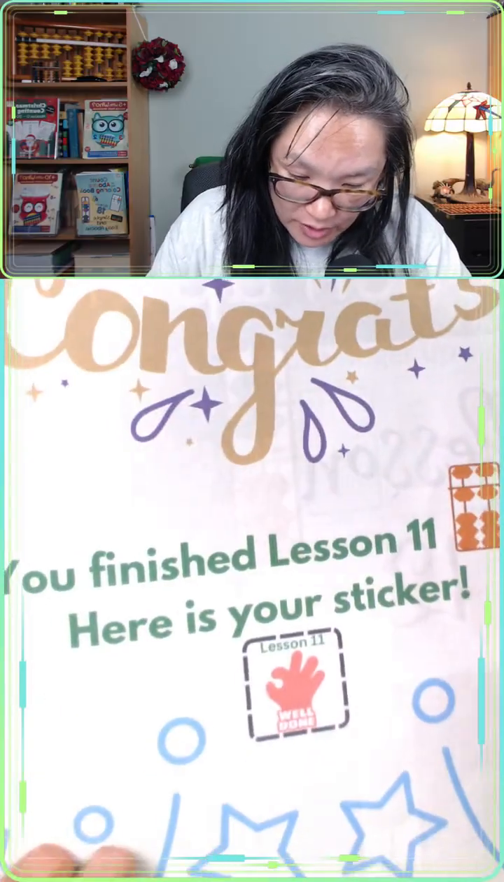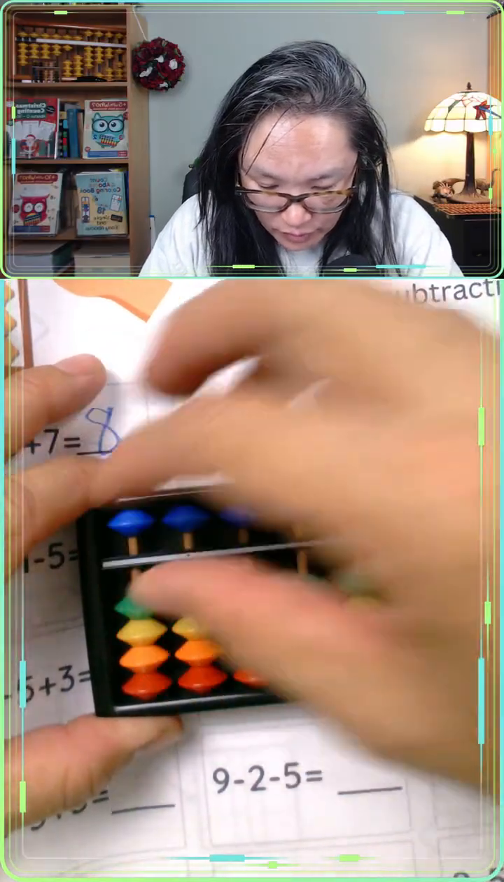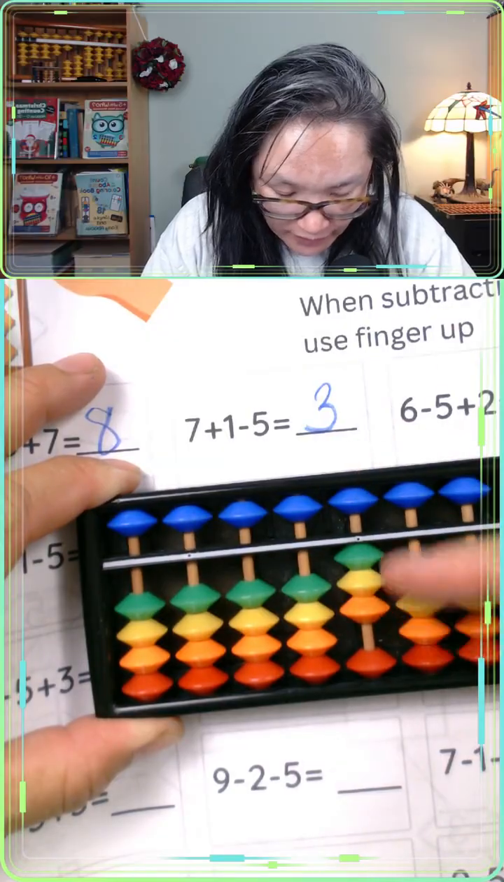And then that's it. So that is about adding and subtracting. So we can do it again with the 5. We have 7 plus 1, take away 5. So my final answer is 3.